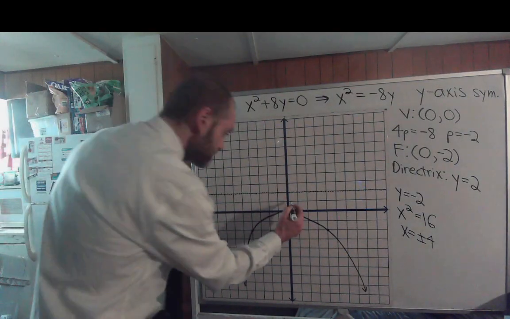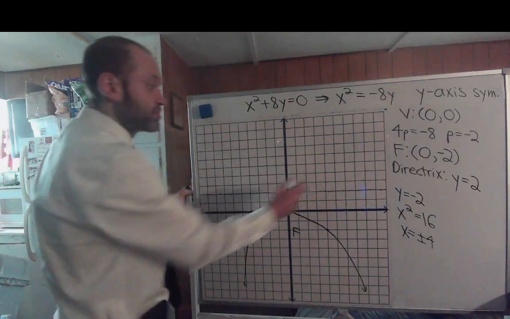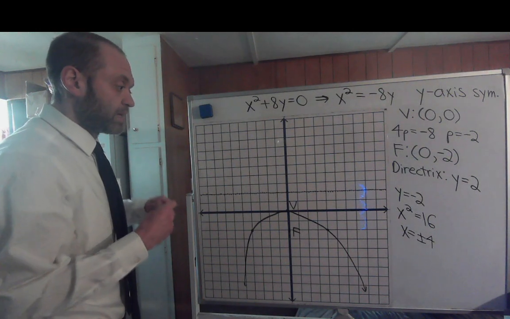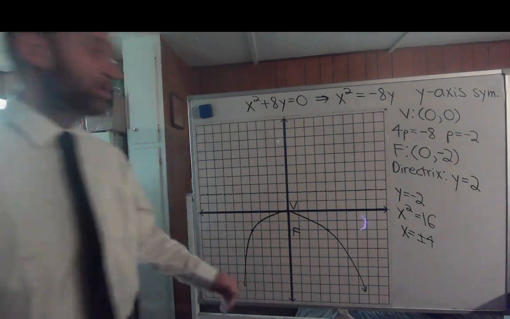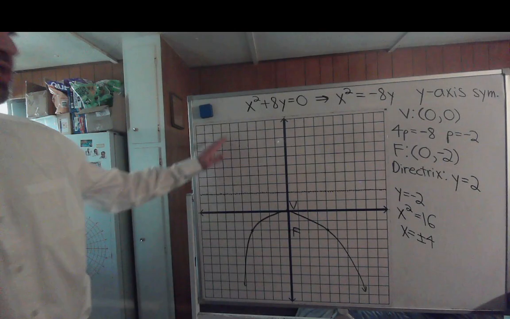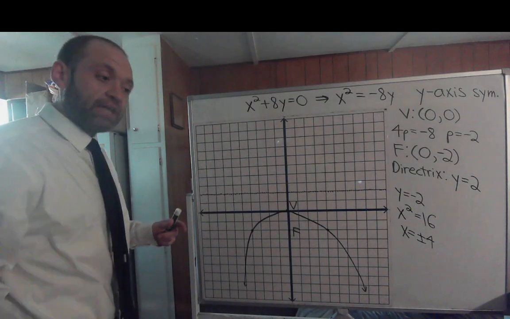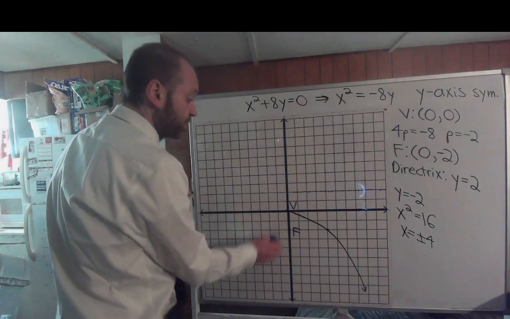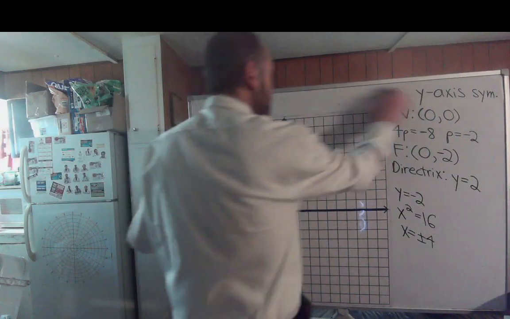Alright, so here's my vertex at (0, 0). Here's my focus at (0, negative 2). There's my directrix at the line y equals 2. So I now have a full picture of this parabola with my respective vertex, focus, and directrix. And that is how you're going to graph parabolas in general. Now let's do one more that still has y-axis symmetry with the vertex at the origin. Then after that, we'll do a couple that still have y-axis symmetry, but the vertex is not at the origin. That's where it changes a little bit.